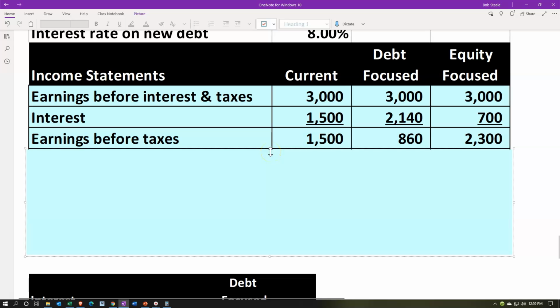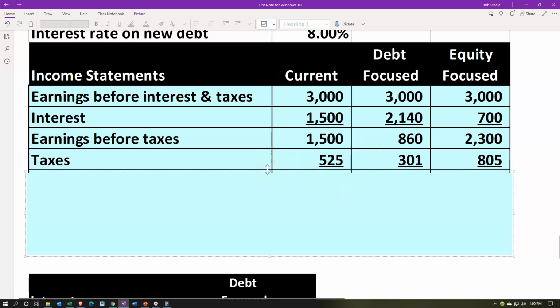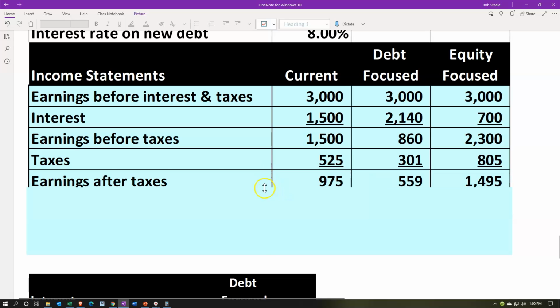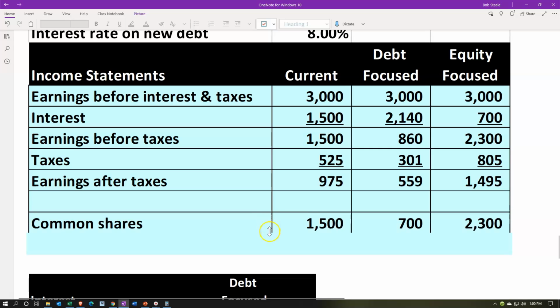Subtracting out, now we have the earnings before taxes on these three items. The debt plan, of course, still lower than the equity plan because they do have to still pay the interest even though it's a lower rate. Taxes then, the debt plan has a lower tax than the equity plan because they get to deduct the interest. And then the earnings after taxes is going to be here. Once again, the equity plan, of course, being higher, even though the debt plan is now paying a lower interest rate, they still have to pay the interest rate, of course.